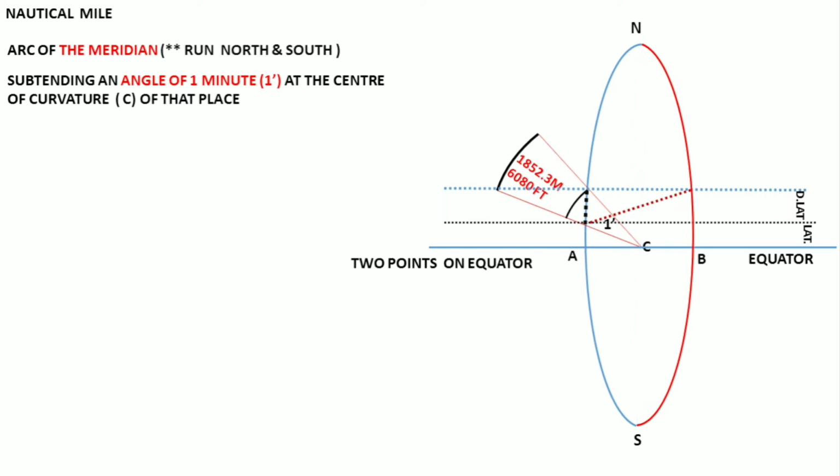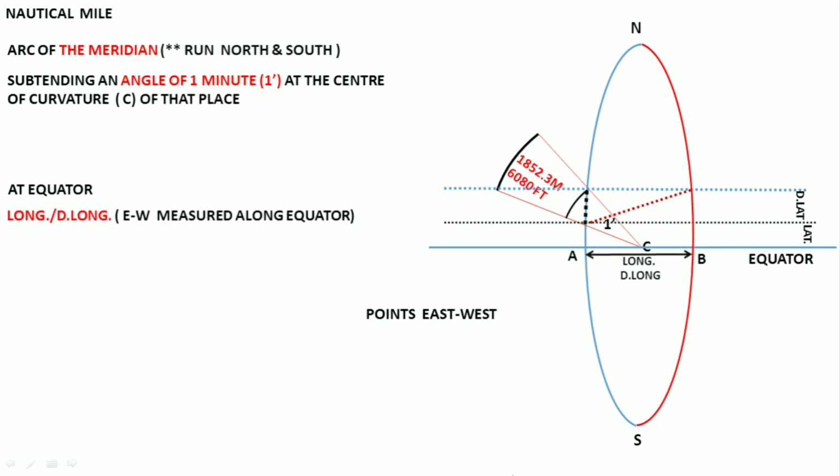Now, at the equator, if you have 2 points, as I've shown you here, A and B, what do we measure along the equator? That is your longitude or d long. The equator runs east and west, as we talked about earlier. If I go by the definition of nautical miles, which is an arc of the meridian, the meridian is a great circle and the equator is a great circle. So in this respect, I can consider this also to be taken as nautical miles. If the two points are on the equator, they have to be east and west, and this east-west distance, the d long between the 2 points on the equator, can be converted into distance.